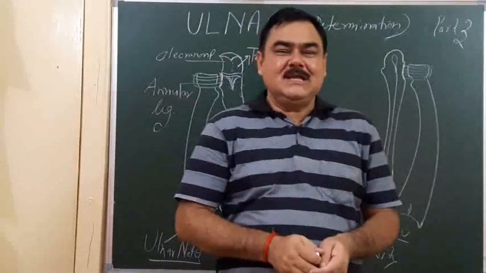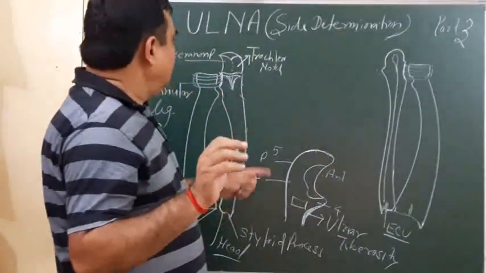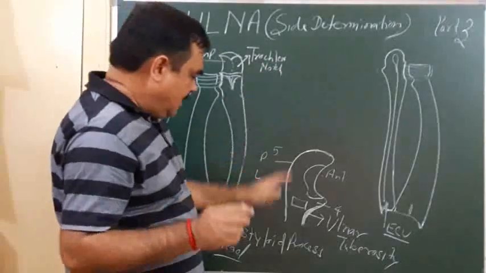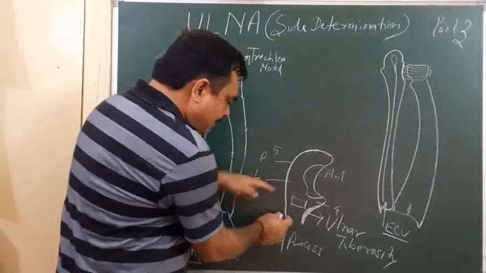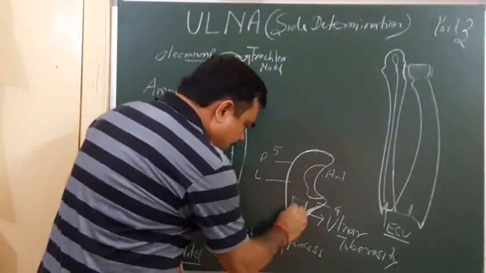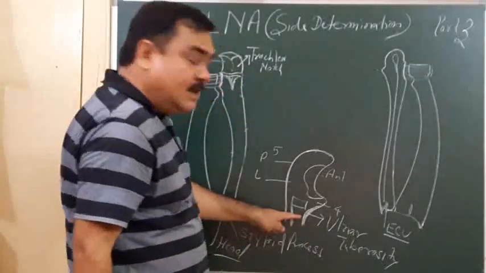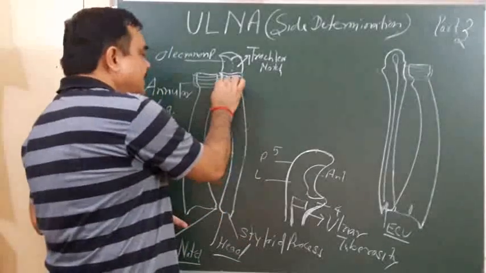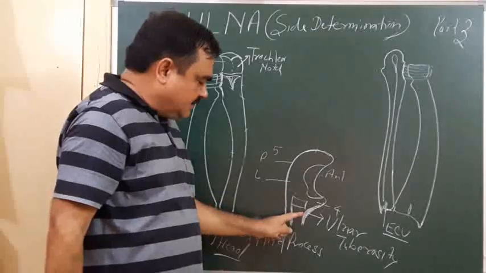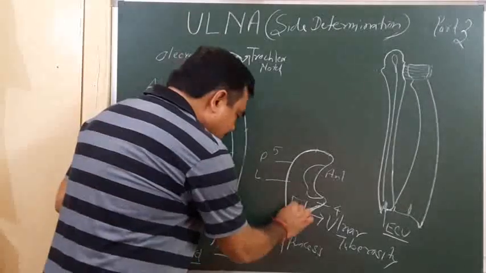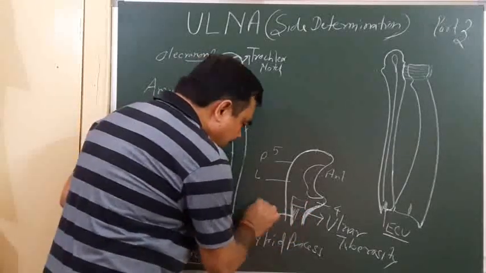Now we'll discuss the side determination of the ulna. Before starting, one thing is left from the second part: the supinator crest, present on the lateral surface of the coronoid process. This is the coronoid process, here is the lateral surface of the coronoid process, and this crest-like structure is the supinator crest.